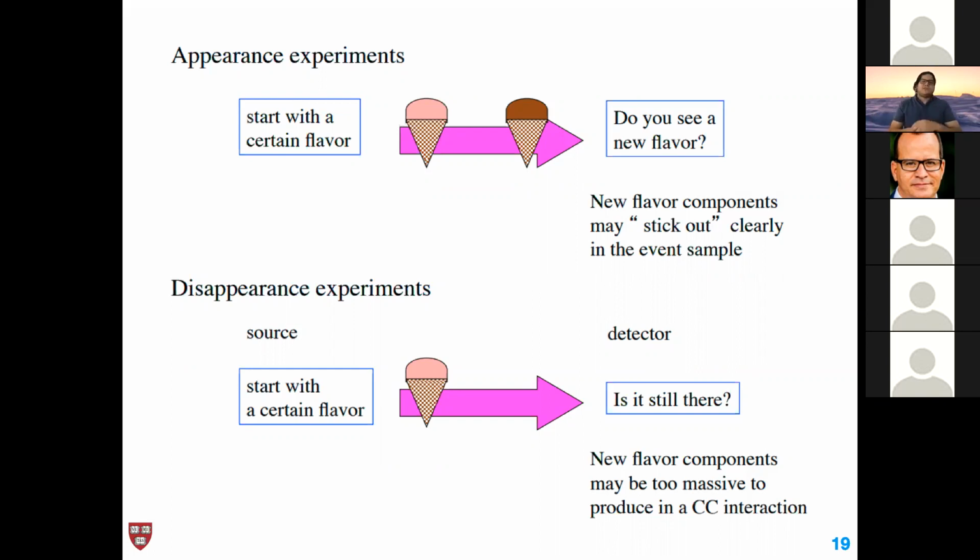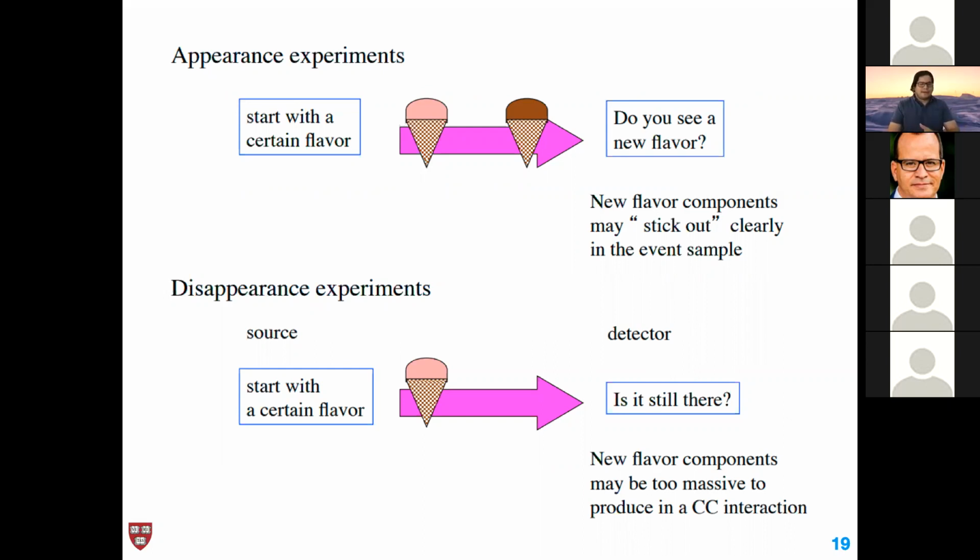You can also do the other type of experiment, where you start with a certain flavor, let's say, again, my mu neutrino, and then you ask yourself, if I start with 100 mu neutrinos and put my detector farther away, do I get the right number of mu neutrinos I expect from just distance scaling?